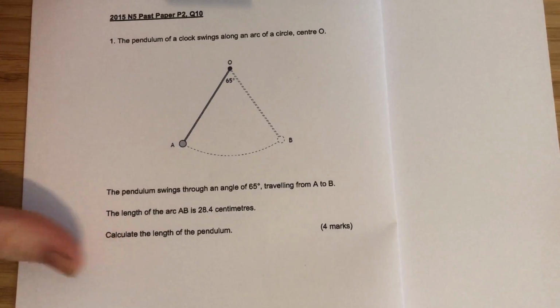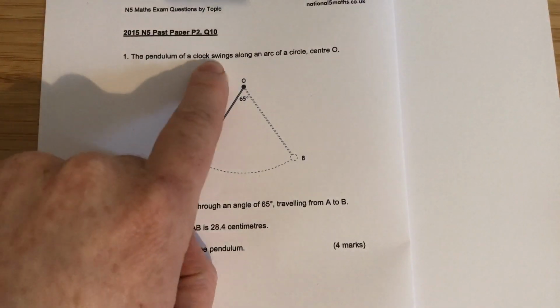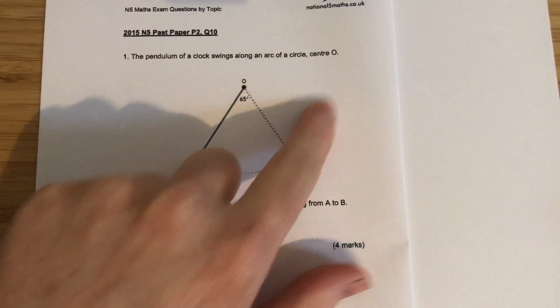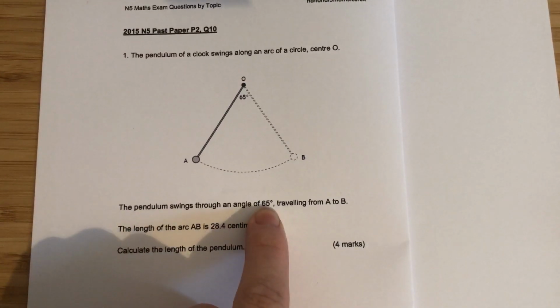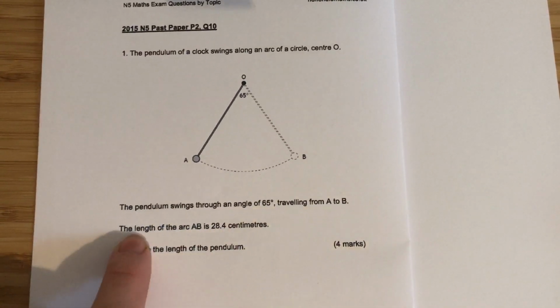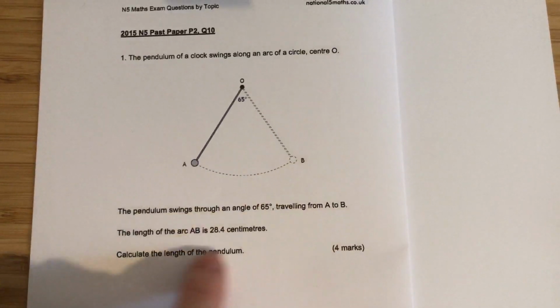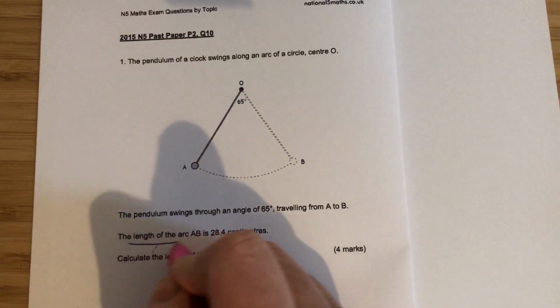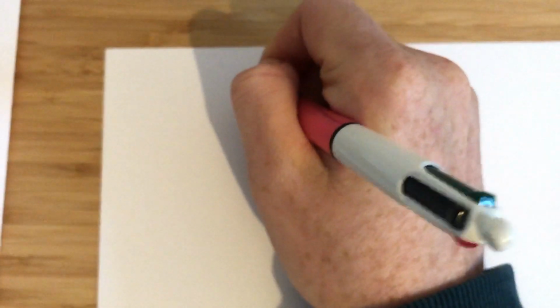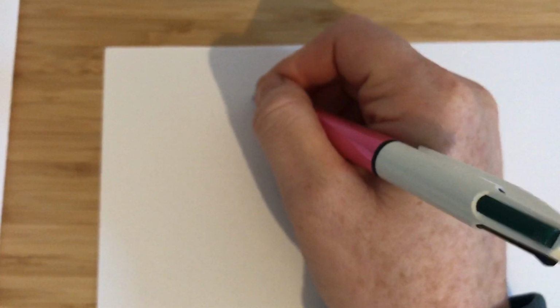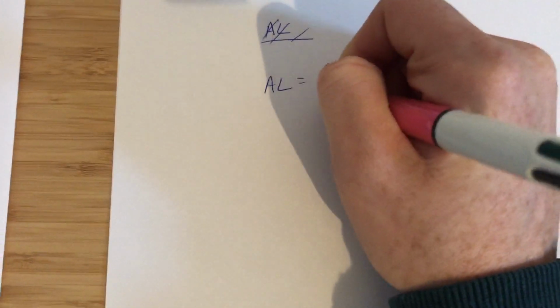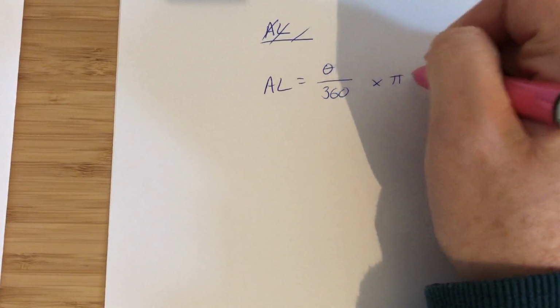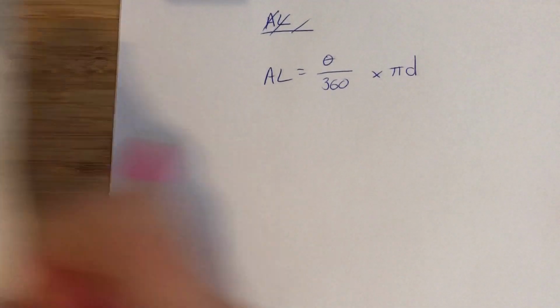So it's similar in some ways. The pendulum of a clock swings along an arc of a circle, centre O. The pendulum swings through an angle of 65 degrees, travelling from A to B. The length of the arc AB is 28.4 centimetres. Calculate the length of the pendulum. So the length of the arc, our clue again, we're going to use arc length one more time. Arc length equals theta over 360 times pi times diameter.